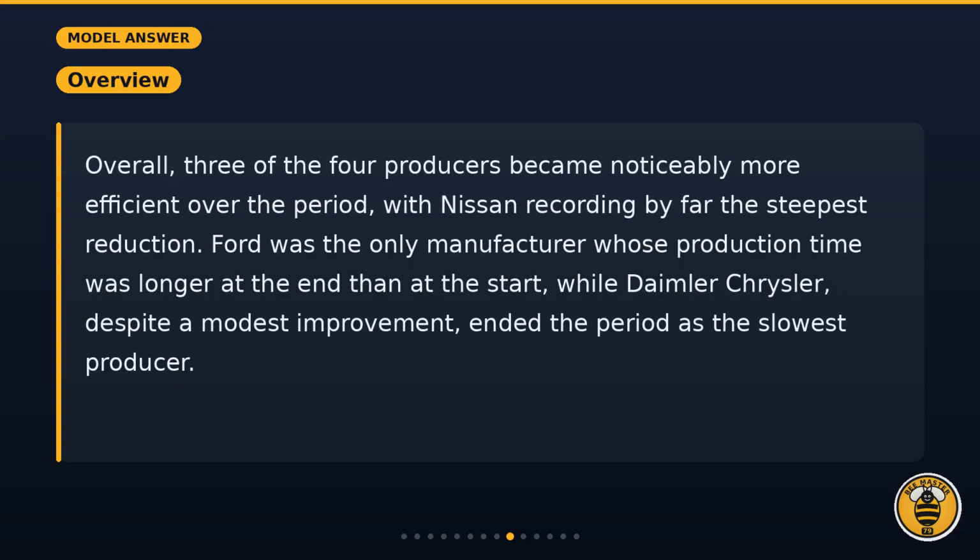The overview. Overall, 3 of the 4 producers became noticeably more efficient over the period, with Nissan recording by far the steepest reduction. Ford stood out as the only manufacturer whose production time was longer at the end of the period than at the start, while Daimler Chrysler, despite a modest improvement, ended the period as the slowest producer. 2 sentences, not a single figure. Every word is comparison.